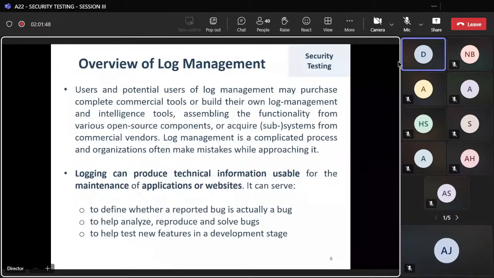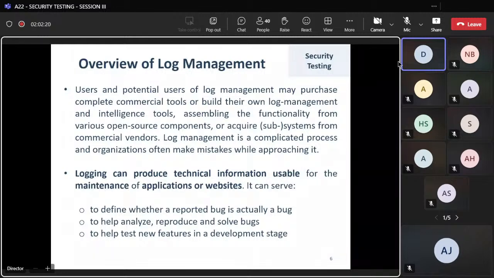In most cases, the organization will be purchasing many commercialized tools, which will help them to analyze the various open source components, because they will be getting a lot of technical information from the logs, which needs to be usable, and which will help them to know about the various events happening in that particular host.